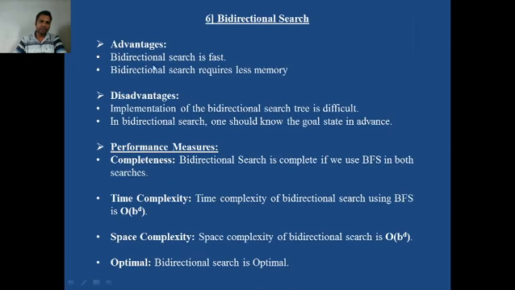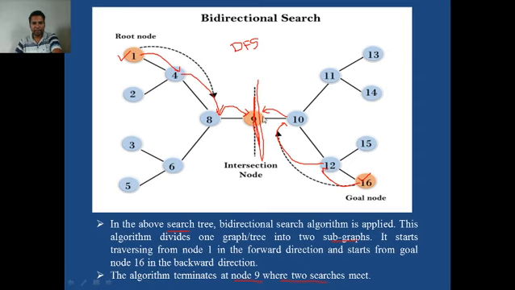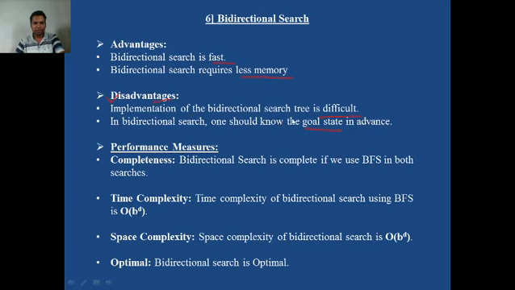What are the advantages? The bidirectional search algorithm is fast and requires less memory. Implementation of a bidirectional search tree is difficult, this is the disadvantage. And one should know the goal state in advance, this is also a disadvantage, because in the previous example 9 was our goal state. So framing such a search tree for bidirectional search is difficult. This is the disadvantage of bidirectional search.